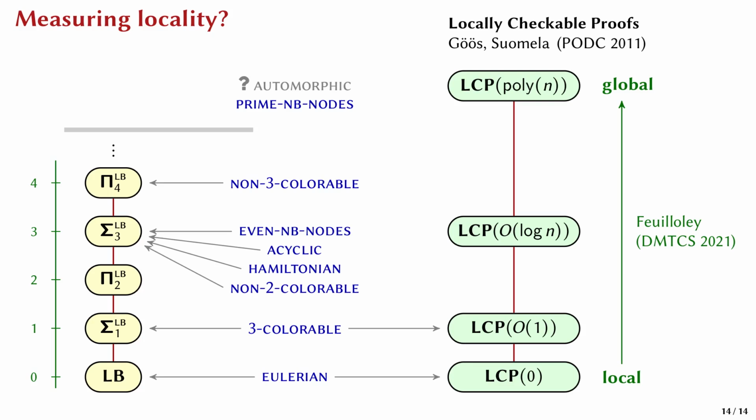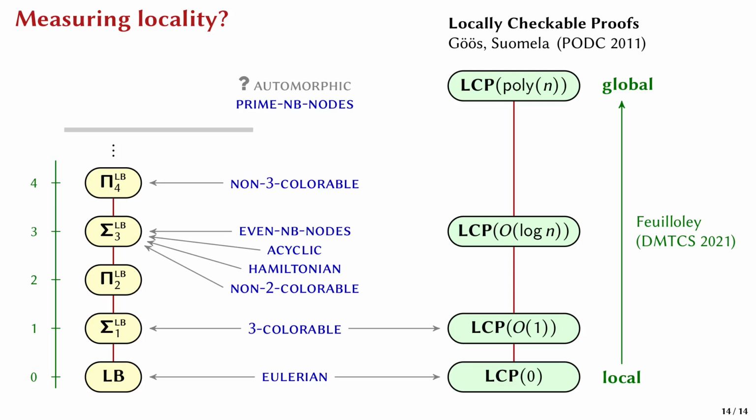But again, that's not particularly surprising, because the power given to Eve is similar in both cases. On the left, she's allowed locally bounded certificates, and on the right, she's allowed constant size certificates. For many natural graph properties, this doesn't make a difference. So what happens at higher levels, where the definitions of the two hierarchies start to diverge considerably?